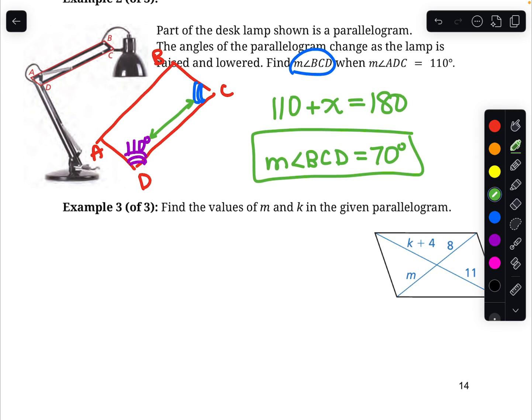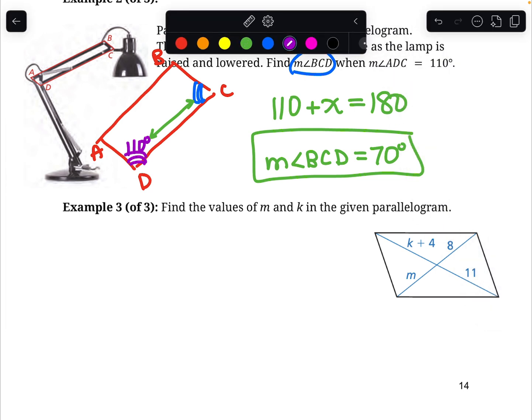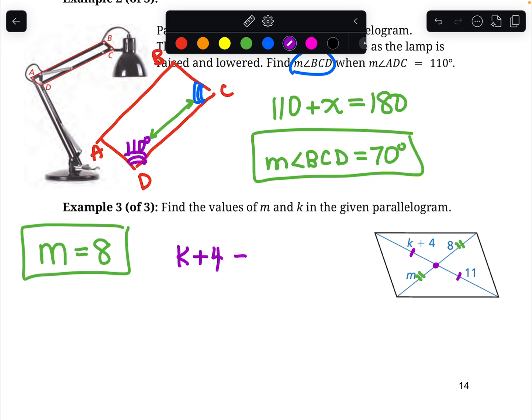Finally, I've got a diagram that has to do with diagonals. I was going to try to move. There we go. Get that out of the way. Dealing with diagonals, well, what do I know about the diagonals of a parallelogram? They bisect one another. So this will be the midpoint. This is congruent to this because we've been cut in half. And this segment is congruent to this segment. So I'm going to start with the easier one. M is equal to 8. Done. Next one, K plus 4, that part of the diagonal, has to be equal to 11, which means that K is equal to 7.